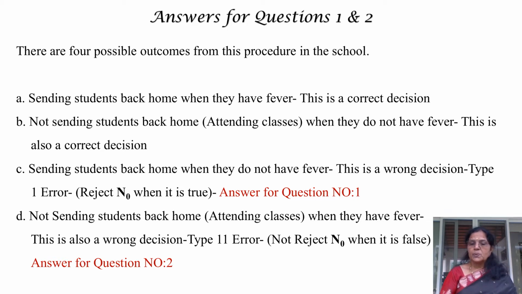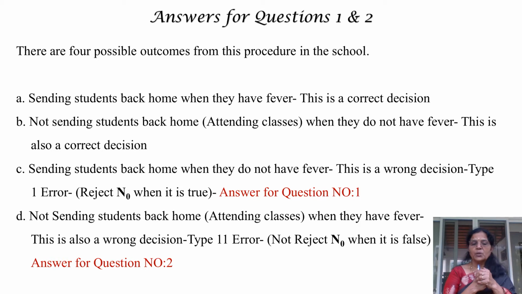And what is the other question? Second question is, what is the type 2 error? What is the consequence of type 2 error? See here the fourth option, D option. Not sending students back home, allowing them to attend classes when they have fever. So they are having fever. The whole purpose of this operation is to find out the temperature, and if they have fever, send them back home, not to mix up with the other children so that the children are not exposed to the virus. So that is the whole idea behind your procedure.